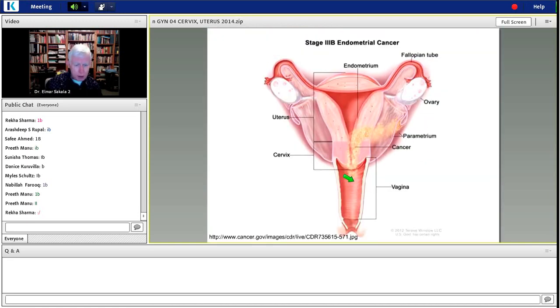And here you can see the endometrial cancer has gone down to the cervix. It has gone laterally into the perimetrium, into the broad ligament. But first, it has to go through the myometrium. And here it goes down into the cervix. So this is stage 2 down here, and this would be stage 3.